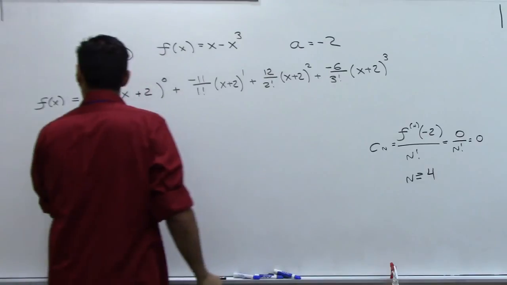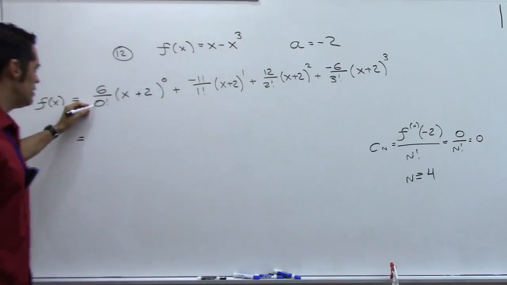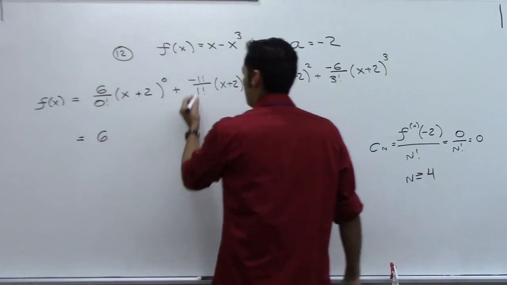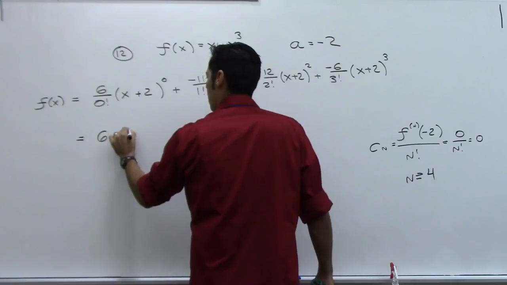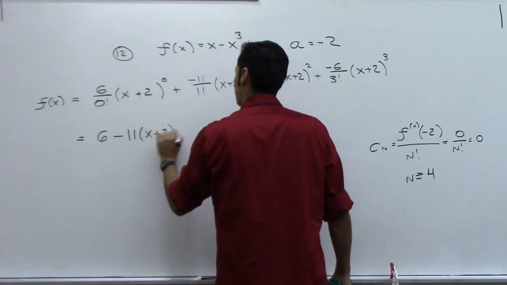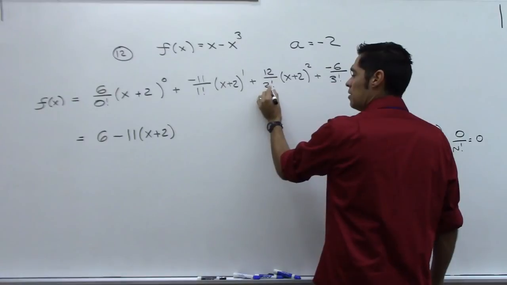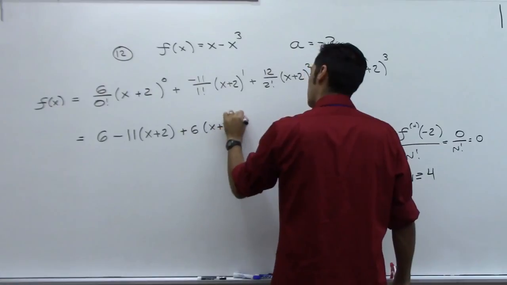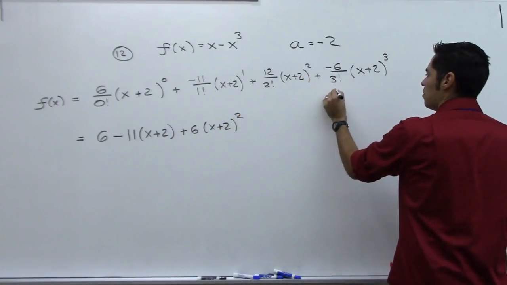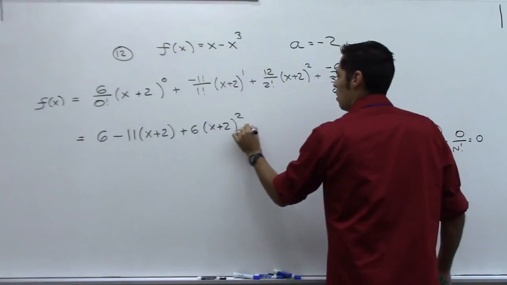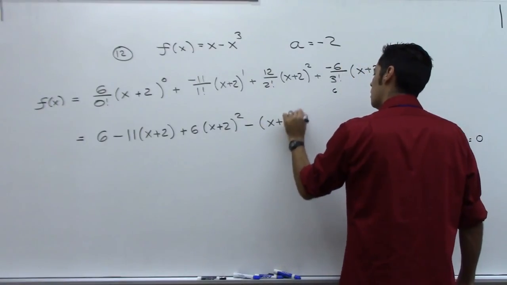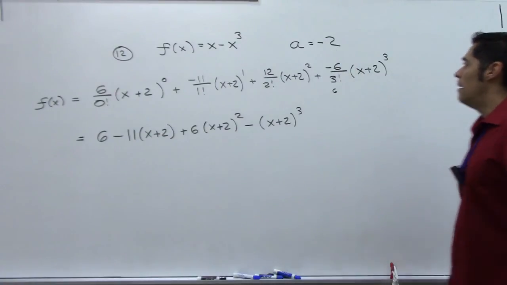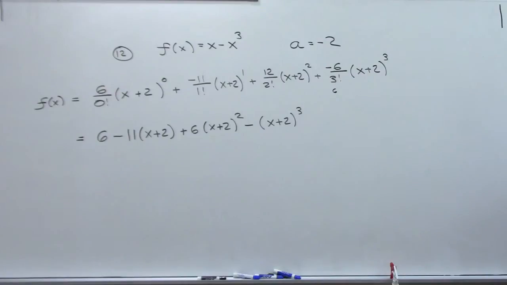And now I'm going to clean this up. 6 over 1 is just 6, and then this right here to the 0 is 1, so I just get 6. And then negative 11 over 1 factorial is negative 11, x plus 2. And then, let's see, 12 divided by 2 factorial is 6, so that's 6 x plus 2 squared. And then negative 6, remember 3 factorial is 6. So this is going to be negative 1 x plus 2 cubed. So that is the Taylor series for that function about a equals negative 2.